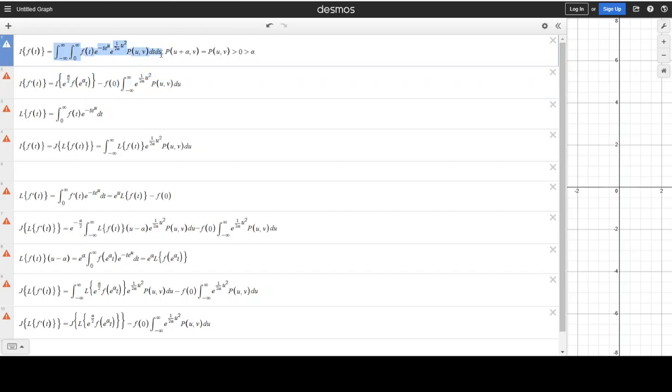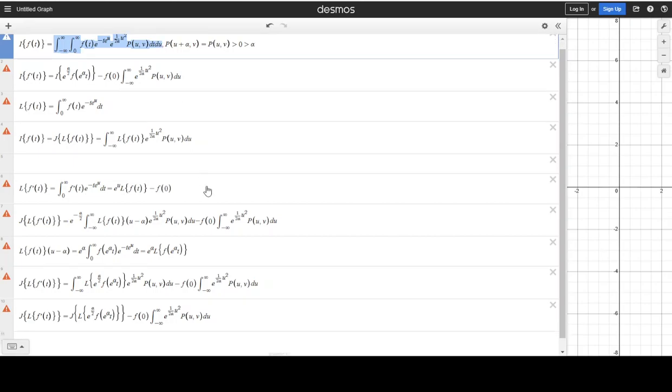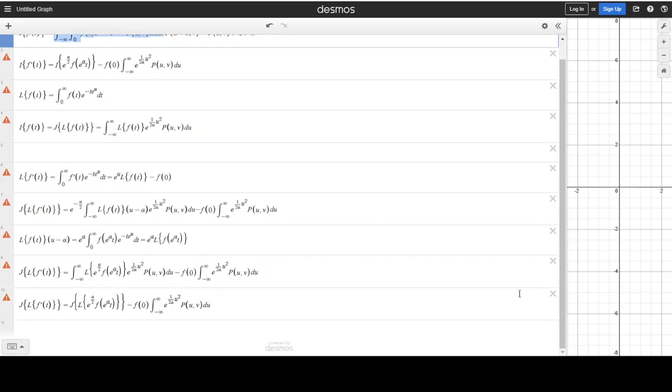So, voila! Behold, the ultimate integral transform.